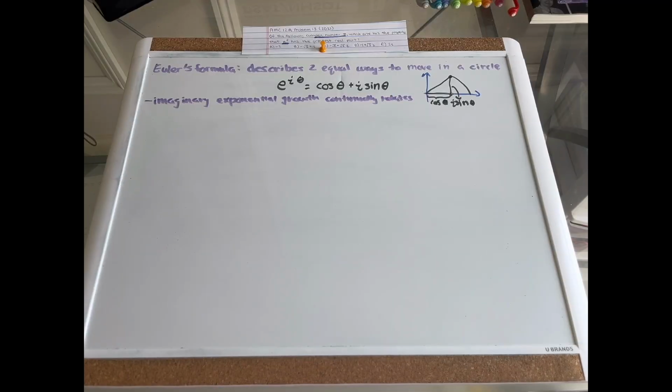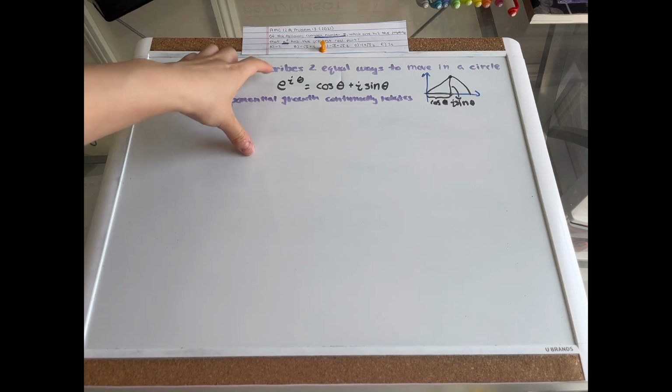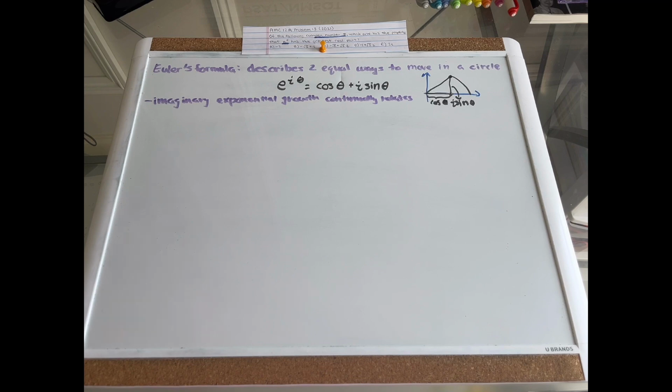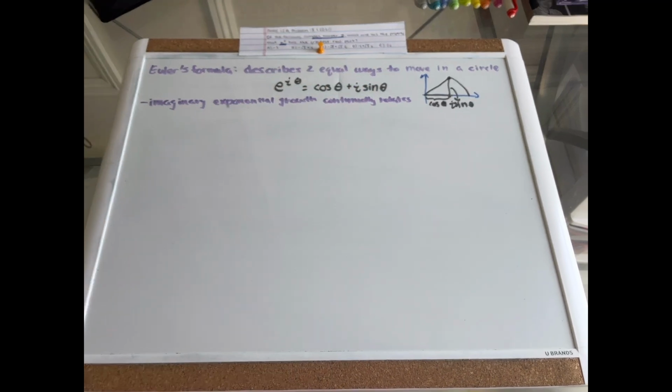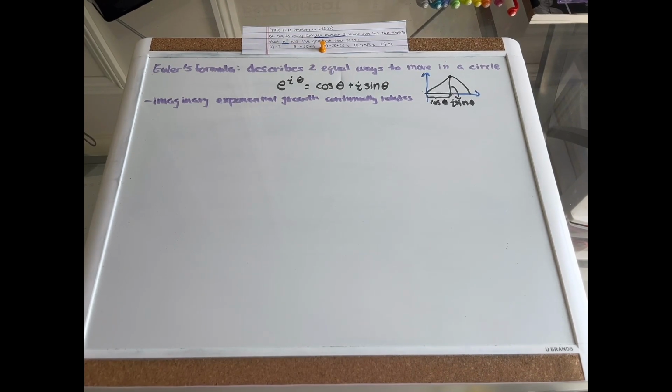So basically what Euler's formula describes is two equal ways to move in a circle. Here is the formula: e raised to the i theta, where i is the imaginary unit, the square root of -1, is equal to cosine theta plus i times sine theta. So basically, when we are working with imaginary things, we can put them on a coordinate plane. This is obviously imaginary, because you can't have an imaginary number on an actual plane, but we can use this to solve problems.